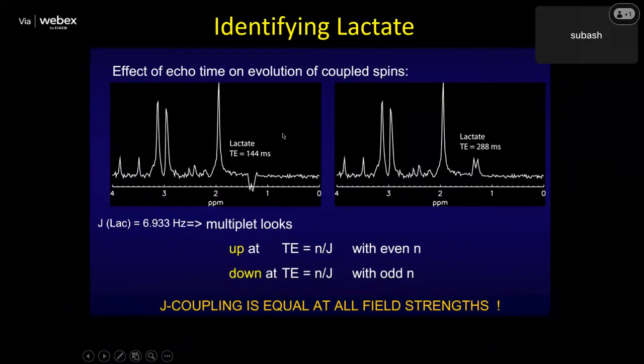Now, lactate has a very characteristic signal. Usually you will find the lactate peak inverted like this in in vivo conditions. If you see a doublet like this, it may be noise or lactate, but to confirm it is lactate, you must acquire another spectrum with an echo time of 288 milliseconds. Anything less than 200 milliseconds, you will see an inverted lactate. If it is lactate, it will reverse again and show a positive peak over here. At even n you will see an upright lactate, and at odd n you will have the reversed lactate peak.